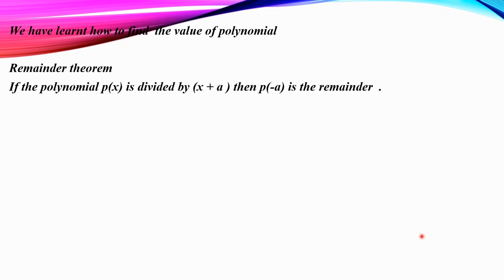If a polynomial p(x) is divided by x plus a, then the value of the polynomial will be the remainder, where a is a real number. Now, remainder theorem states that the remainder that we end up with when synthetic division is applied actually gives us the functional value.